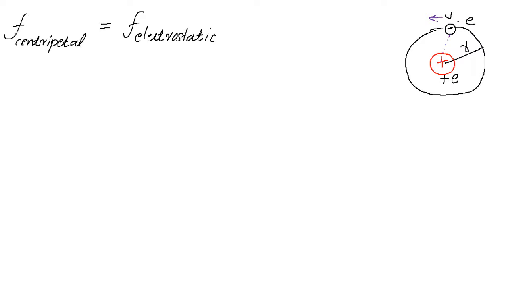So I can write the centripetal force as m v square by r. We all know that the centripetal force is given by m v square by r, where v is the speed and r is the radius. And the electrostatic force is given by the formula 1 by 4 pi epsilon 0 Q1 Q2 by r square. Here Q1 and Q2 are the charge of the electron and the charge of the proton, divided by r square. So you can cancel one r on either side.